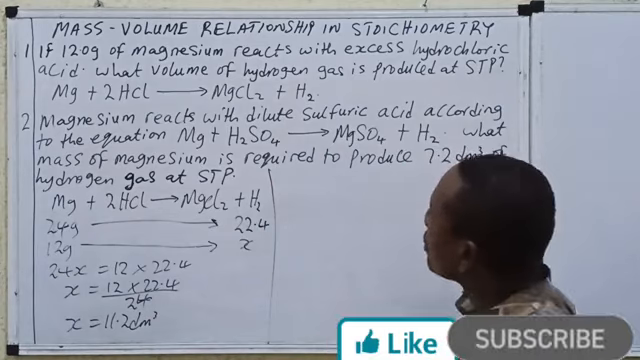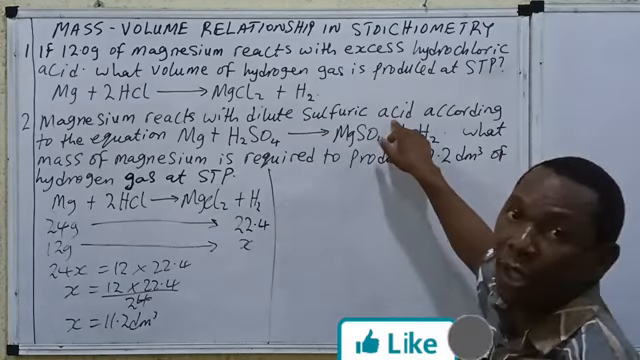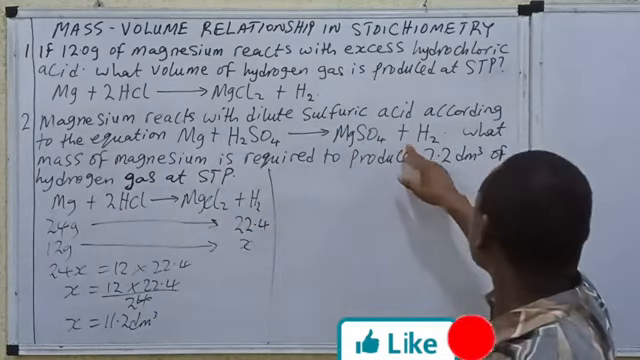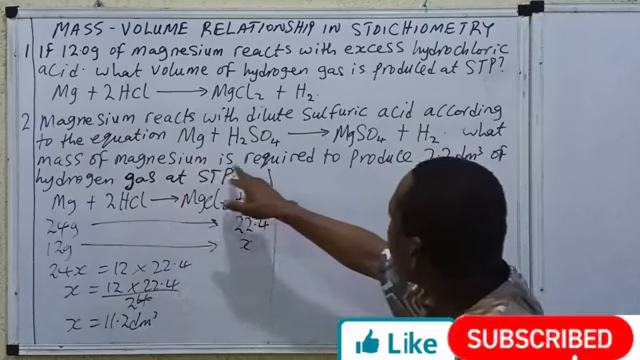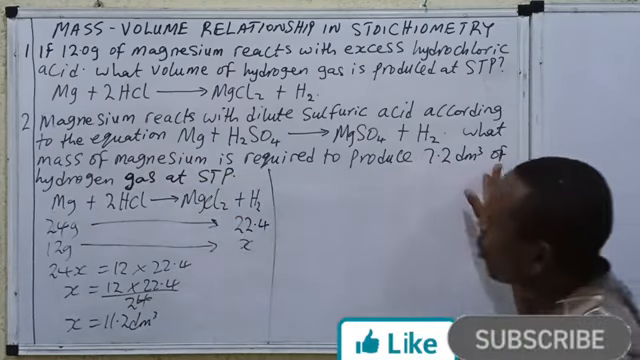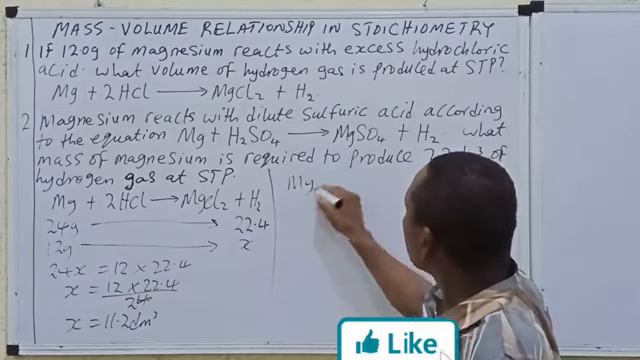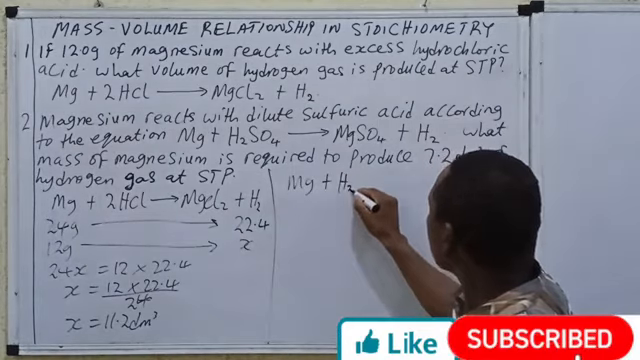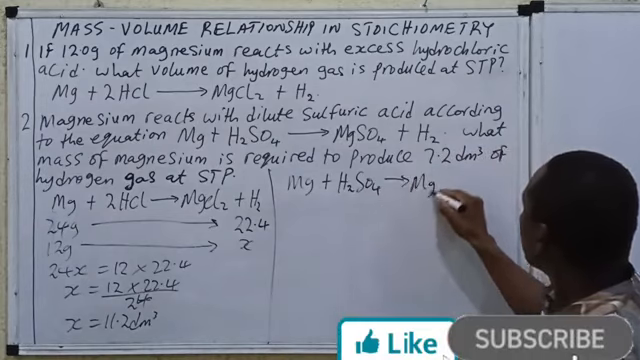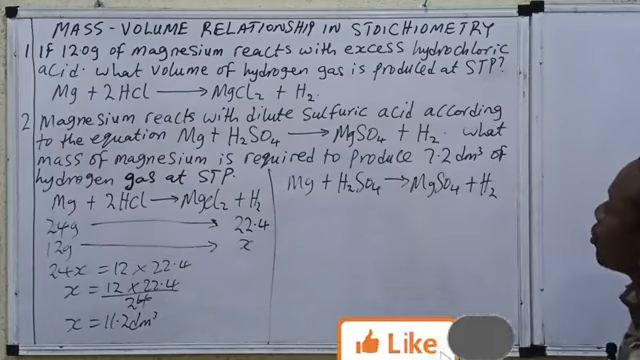Now, the second question is this. Magnesium reacts with dilute sulfuric acid according to the equation. Now, the equation is given. What mass of magnesium is required to produce 7.2 dm³ of hydrogen? Let's rewrite the equation first. Magnesium plus H2SO4 gives MgSO4 plus H2. Now this is the equation.